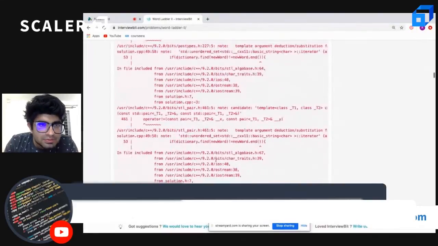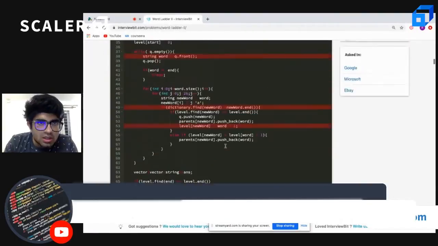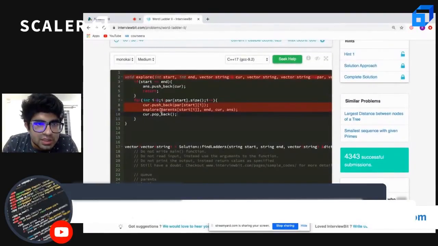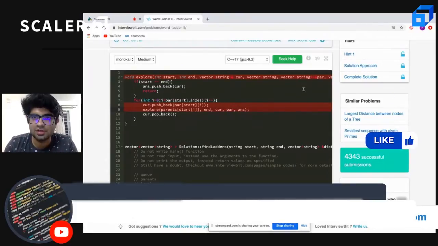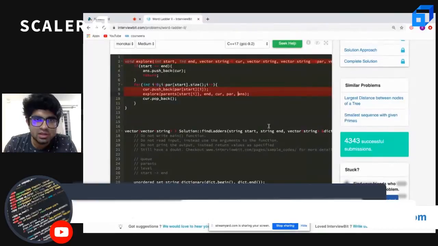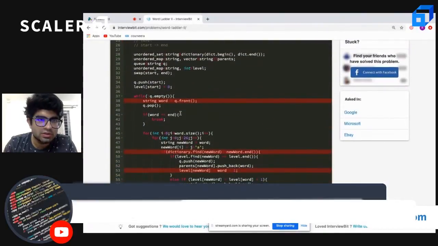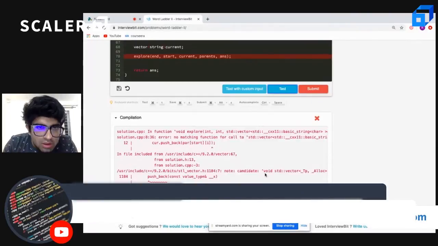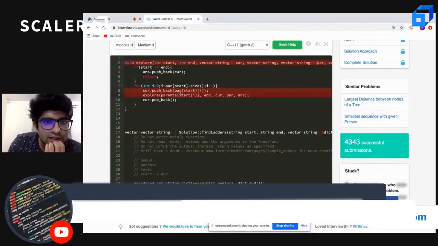Okay, let's see. In function explore, okay. One thing it's telling me is that the way we did it is wrong. We have a current here. Yeah, we have a current. I did it in a wrong way. I need to pass the parent information as well, and basically that is a vector of string, string. Yeah, that is the error here, I guess. Other than that, that is cool. Now we are pushing the ith element for the start. That shouldn't be the issue here. And I'm exploring. Okay, that's another issue.